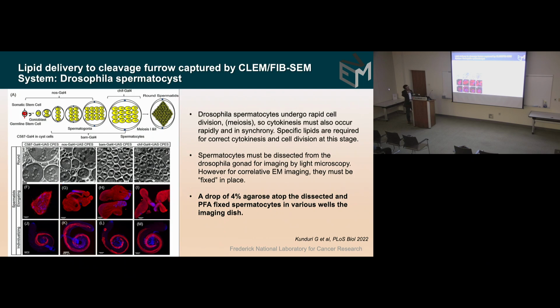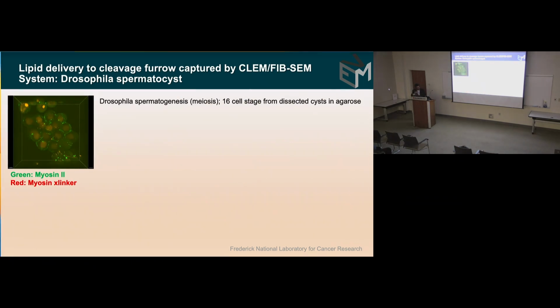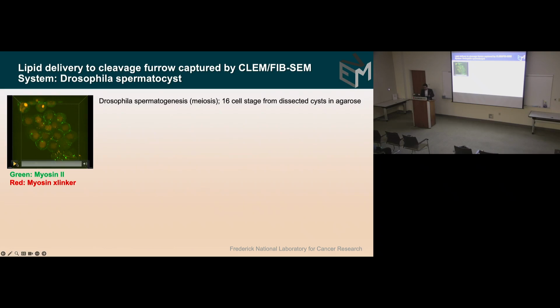And the question was, well, we know that certain lipids are required for correct cell division at this particular stage, but how do the lipids get incorporated into the plasma membrane exactly during cytokinesis? So the way this was done is the spermatocytes were dissected and then placed in a well, and then a drop of agarose was added. This was still difficult to do, but if you ask us, relatively straightforward.